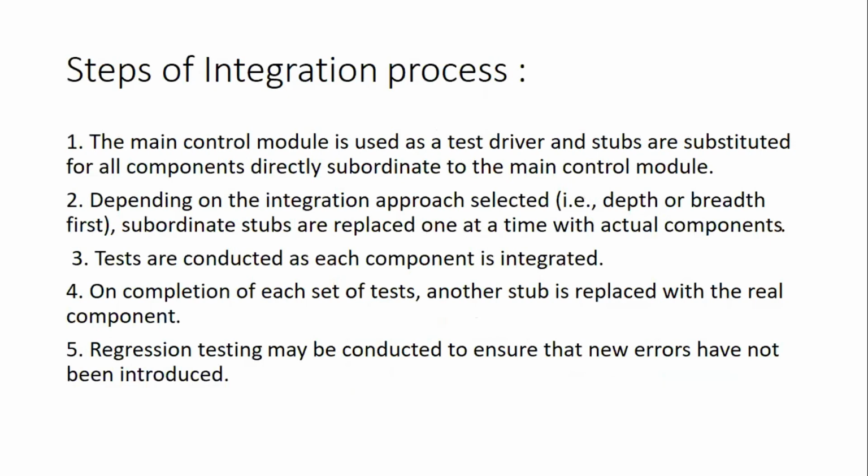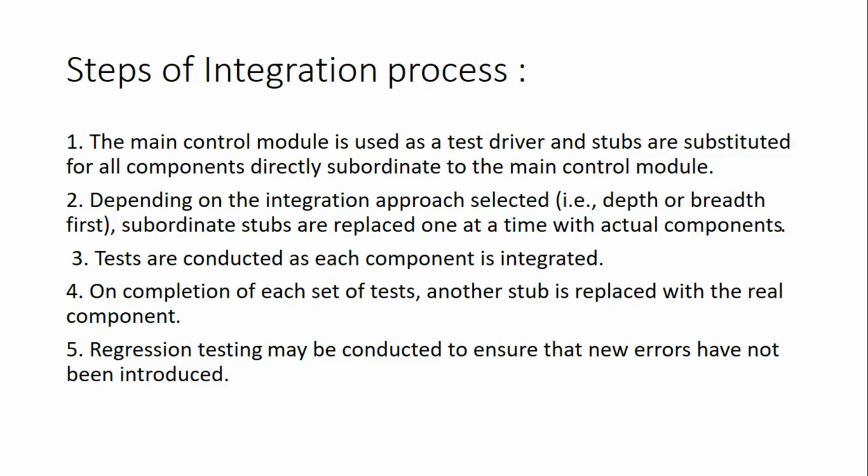Now we will go through the steps of the integration process. First, the main control module is used as a test driver, and stubs are substituted for all the components directly subordinate to the main control module. Second, depending on the integration approach selected, depth first or breadth first, subordinate stubs are replaced one at a time with the actual components. Third, the tests are conducted as each component is integrated. Fourth, on completion of each set of tests, another stub is replaced with a real component. The fifth one is regression testing, which may be conducted to ensure that new errors have not been introduced.